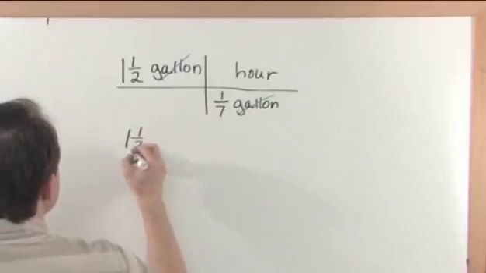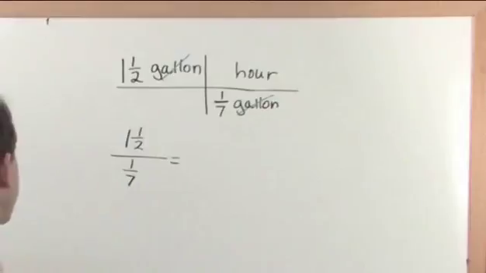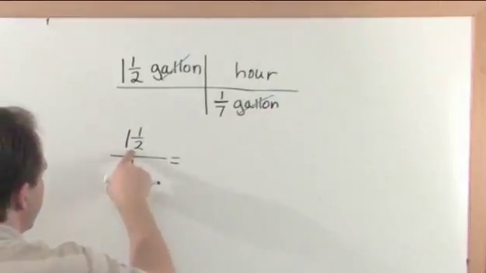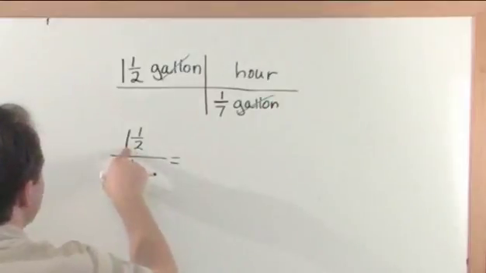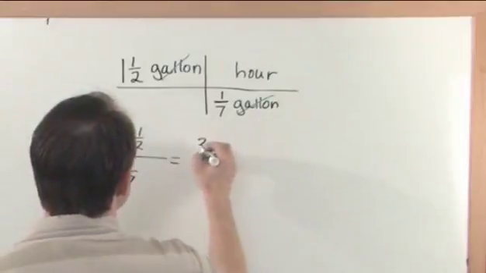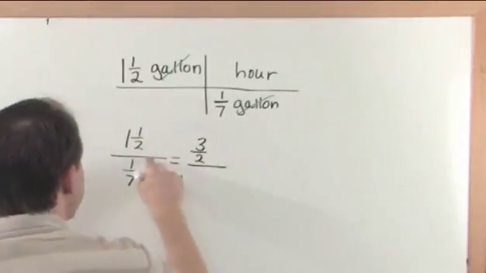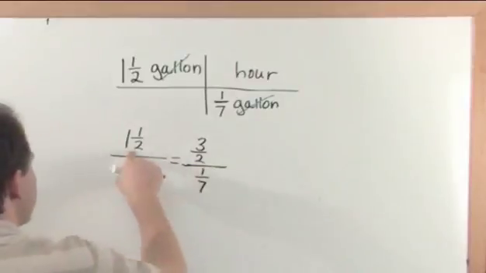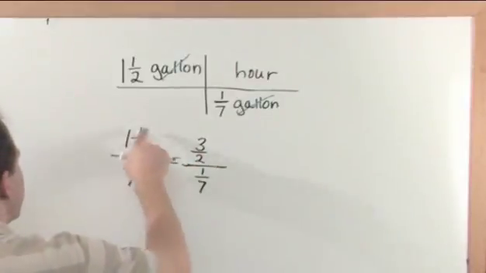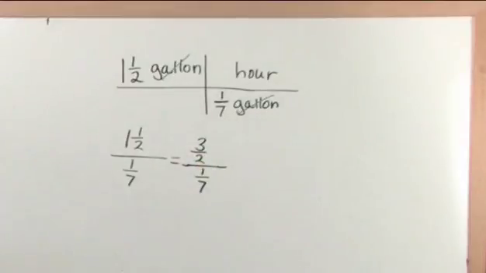1 1/2 divided by 1/7. What do we do first? Well, we take this mixed fraction and we convert it to an improper fraction. And to do that, we say 2 times 1 is 2, plus 1 is 3, and we write it over 2. 3/2. Okay, we're still dividing by the bottom, which is still 1/7. So all we did was we took this and converted it to this. 2 times 1 is 2, plus 1 is 3, put it over 2. And we carry the bottom along for the ride.